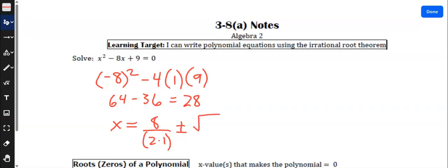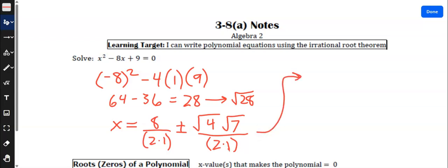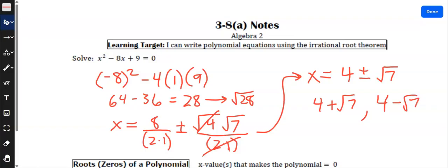Now, I know it's going to go under the radical, right? But why don't we just simply break that up into square root 4, square root 7, right? Because we always want to take the perfect square out. And the largest perfect square I can think of that goes into 28 is 4. So now I can reduce this. And I get, well, what is the first fraction? 8 over 2. That's 4, right? And then plus or minus. Now, we know the square root of 4 is 2. So doesn't that cancel with that, leaving just radical 7? So we have 4 plus radical 7, and we have 4 minus radical 7.